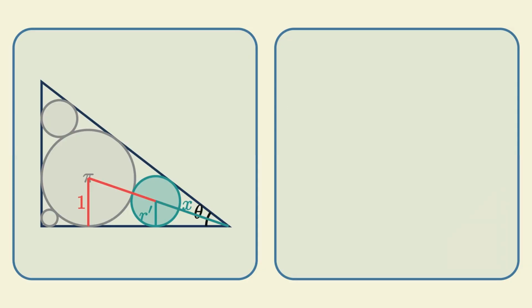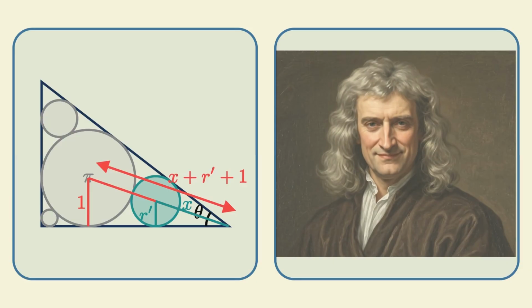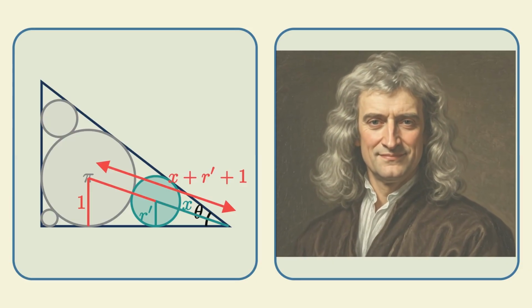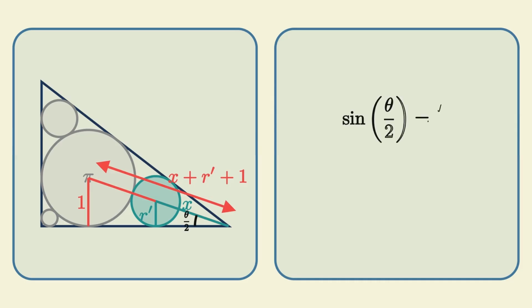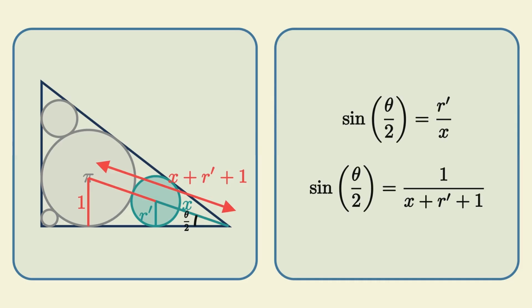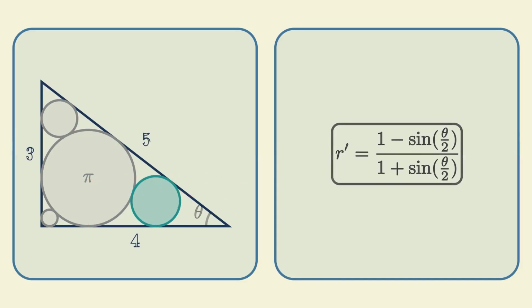And let the distance from the vertex to the smaller circle center be x. Since the 2 circles touch, the distance to the incircle center is x plus r dash plus 1. Because the centers lie on the angle bisector, both right triangles contain the angle theta by 2. Apply the sine ratio to each triangle, eliminate x, and after a little algebra, we get a beautiful general formula for the smaller circle's radius. Note it only depends on the corner angle.